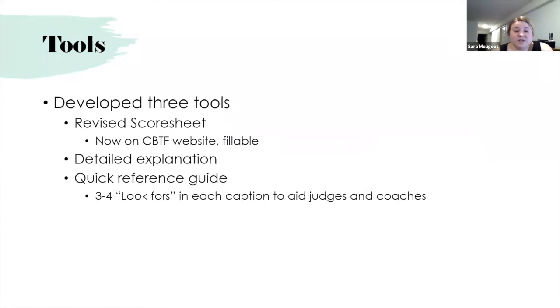So we developed 3 tools to help along with our judging. Firstly, we revised the score sheet, and it's now fillable on the CBTF website. We also created a detailed explanation of all of our changes as well as the new updates. And we also made a quick reference guide, which is a single page and has 3 to 4 things to look for in each caption to aid judges and coaches when they're looking at and evaluating solo dance twirls.